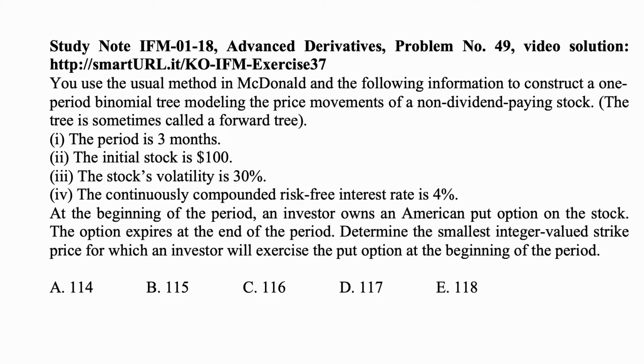At the beginning of the period, an investor owns an American put option on the stock. The option expires at the end of the period. Determine the smallest integer valued strike price for which an investor will exercise the put option at the beginning of the period. So immediately.